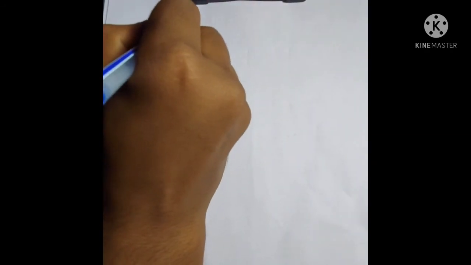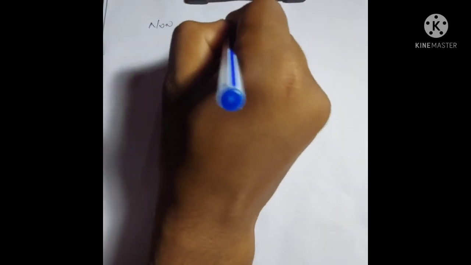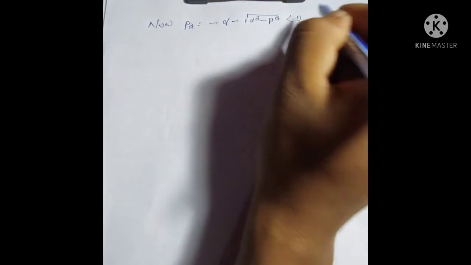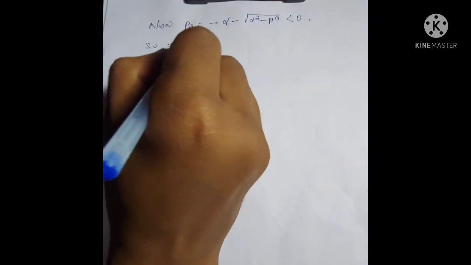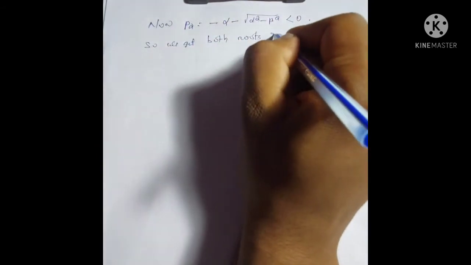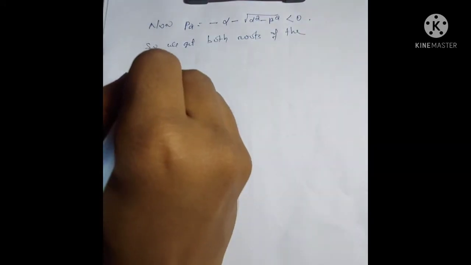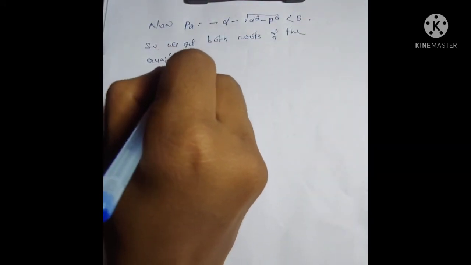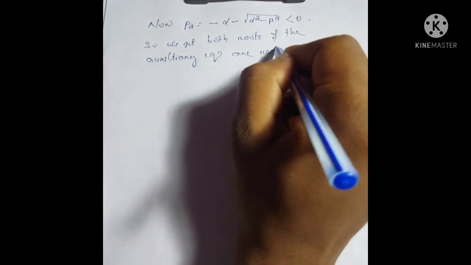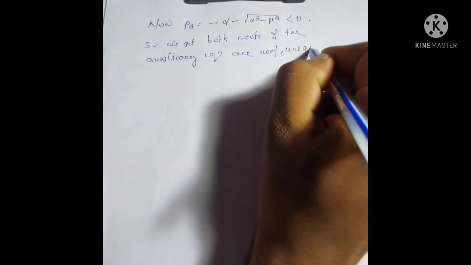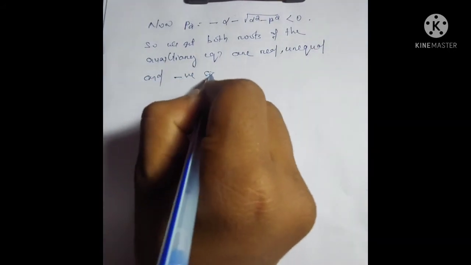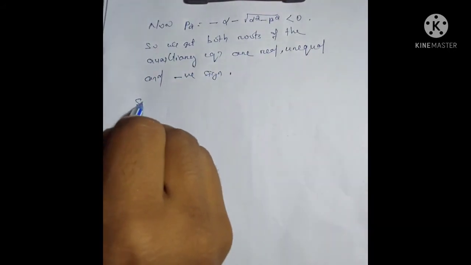So P1 is of negative sign. Now P2 is equal to minus alpha minus square root of alpha square minus beta square. It is clearly less than 0. So we get both roots of the auxiliary equation are real, unequal and of negative sign.